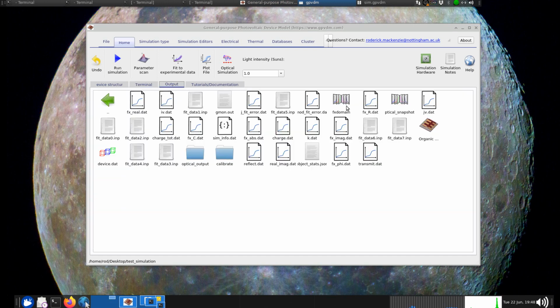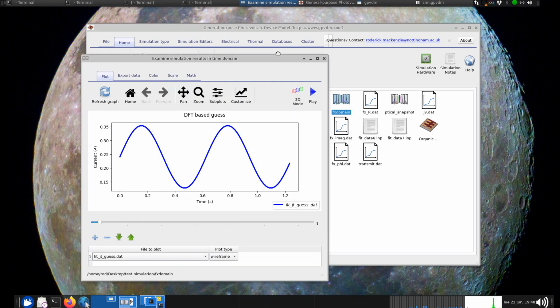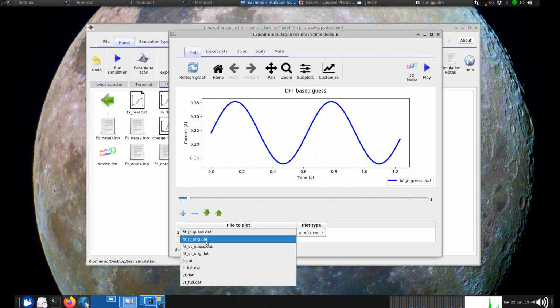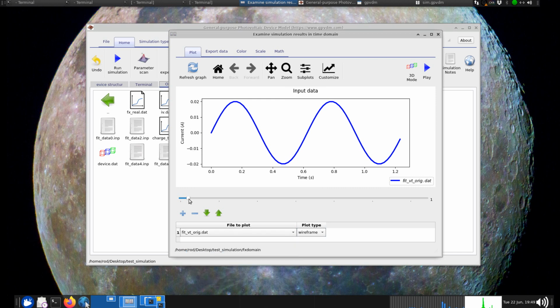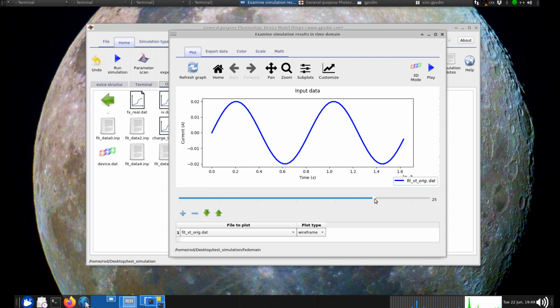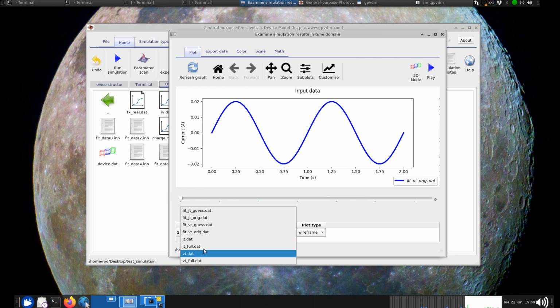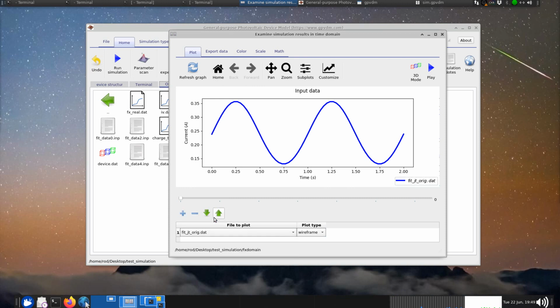you get this folder called FX domain. So we can open that up. Let's look at this one. This is the actual signal, voltage against time, so basically this is the excitation voltage. You can see the time scale getting shorter. The wavelength is actually getting shorter because we're going up in frequency. So that's the voltage, and this is the current response of the system. So you can actually access the full output of the model here.